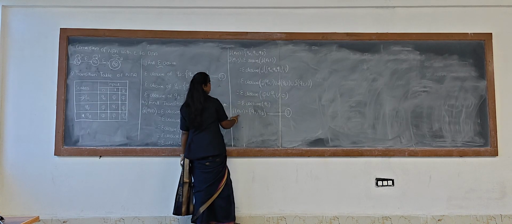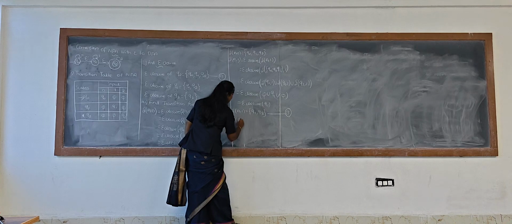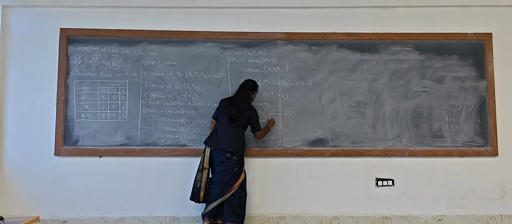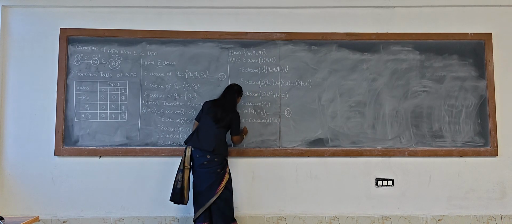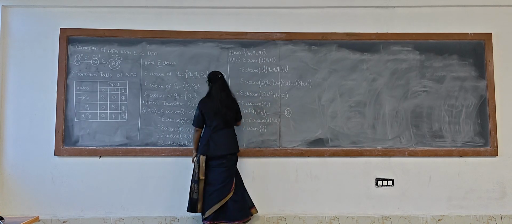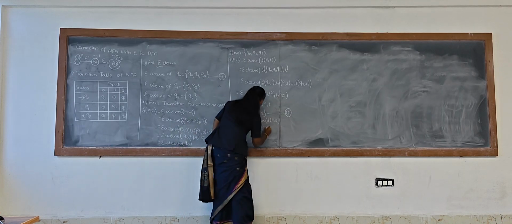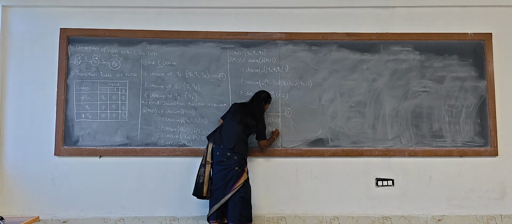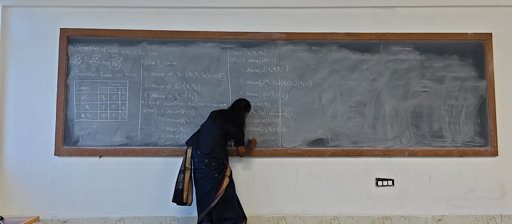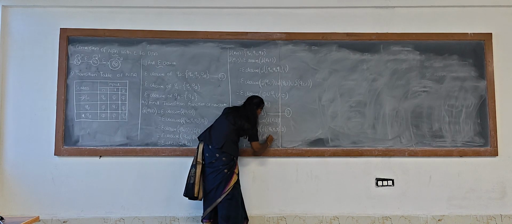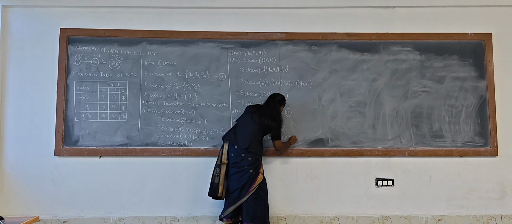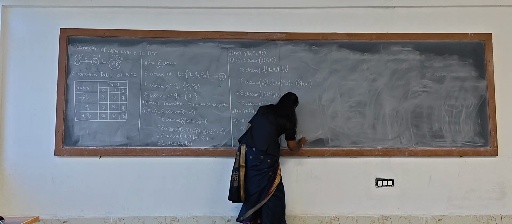Next, we have to find the transition function of A comma 2. So epsilon closure of transition of A comma 2. So epsilon closure of transition of A means Q0, Q1, Q2, right? So Q0 comma Q1 comma Q2 comma 2. So epsilon closure of transition of Q0 comma 2 union transition of Q1 comma 2 union transition of Q2 comma 2.